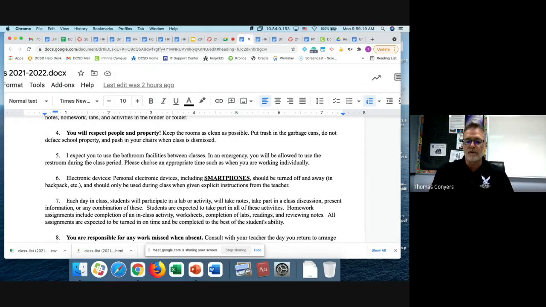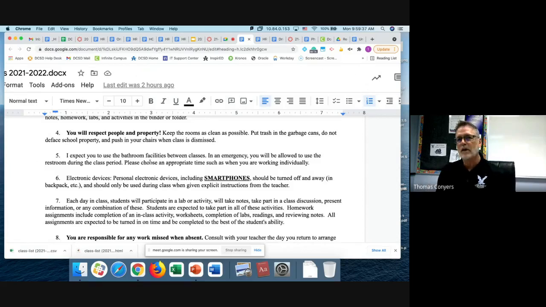All right, bathroom facilities. Yes, we all have to do it. It's a natural function. Please try to minimize your use of the bathrooms during class. Try to do it between classes. If it is during class, try to find an opportunity when it won't be disruptive, say like when you're working in groups, okay?